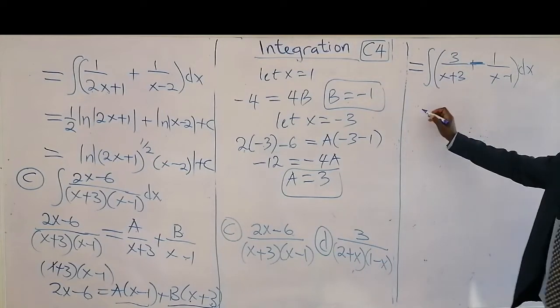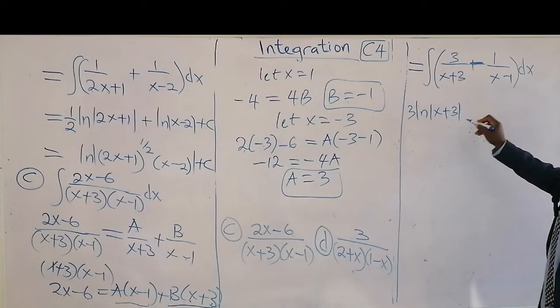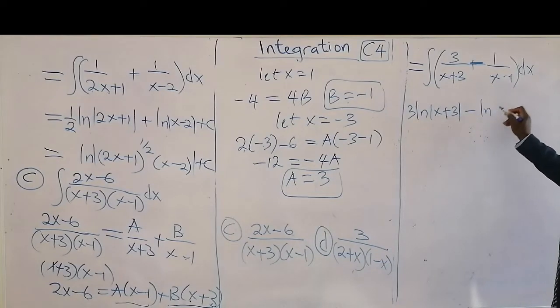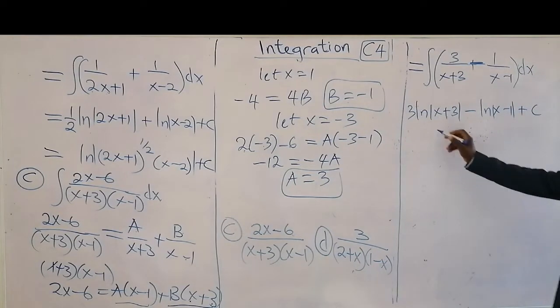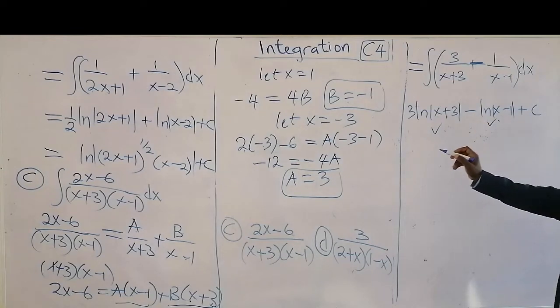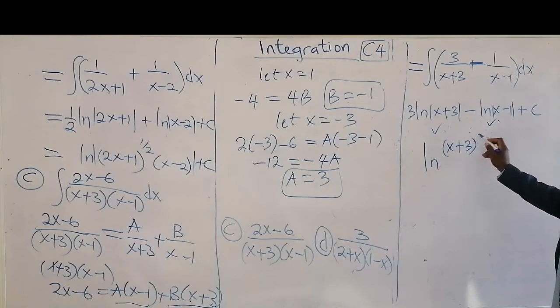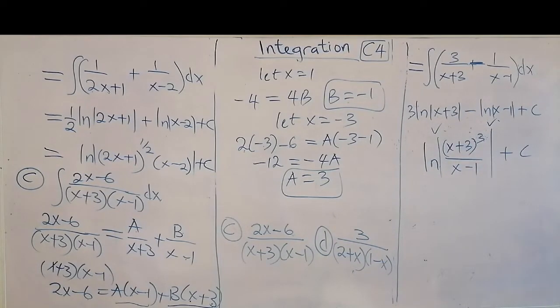So the final answer will be what? 3 ln x plus 3 minus ln x minus 1 plus c. So we can combine these ln terms together using logarithm, and that will be, this 3 will come here, and that will be ln of (x plus 3) to the power 3 all over (x minus 1), so plus c. So that's that on that question.